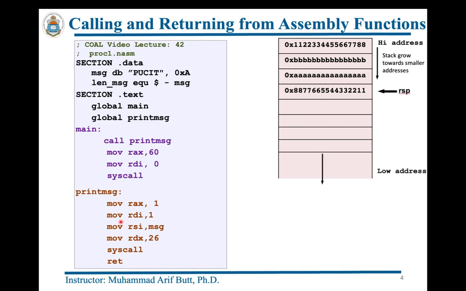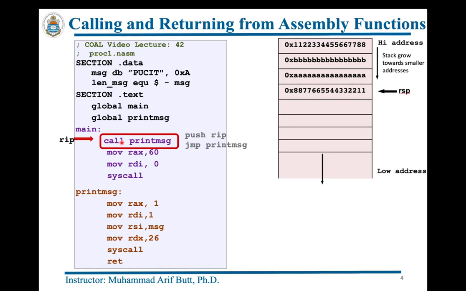Well, dear students, we all know that a procedure in assembly language and a function or method in high-level language is a named piece of code that can be called from a program. And in NASM, we can define a procedure with a label in the beginning and a RET instruction at the end, as shown over here in the print message function, as well as in the main function.